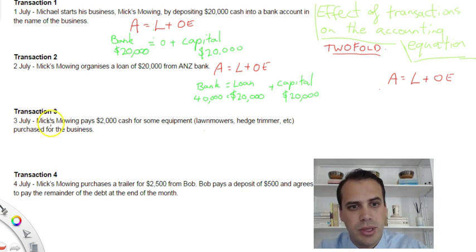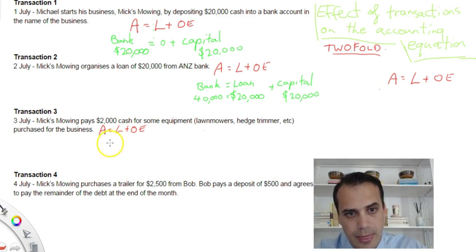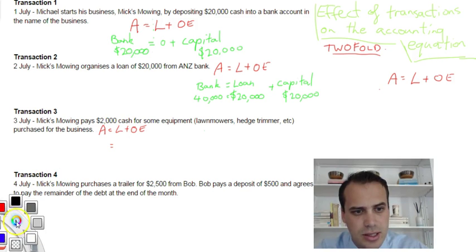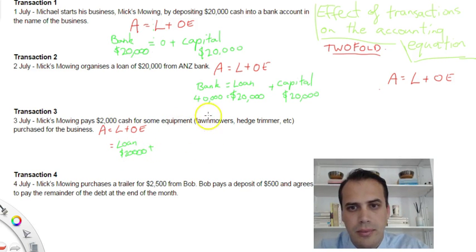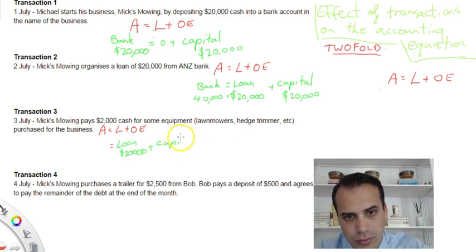3rd of July. Mix Mowing pays $2,000 cash for some equipment, lawnmowers, hedge trimmers, etc., purchased for the business. So again, we take a look at this. Assets equal liabilities plus owner's equity. Now, the liability, he didn't borrow any money here, so that's going to stay the same. His loan is going to be equal to 20 grand. Now, he didn't add any more money to the business. He didn't pull the money out of his own pocket. So the capital also stays the same. That's going to be 20 grand.